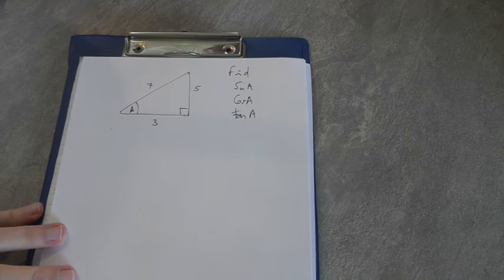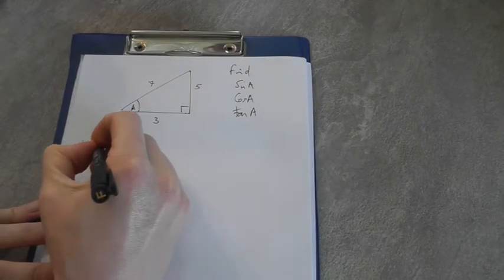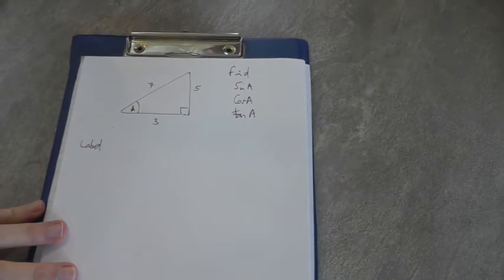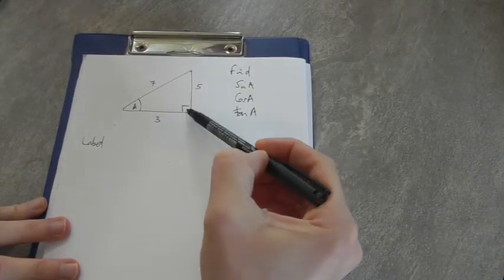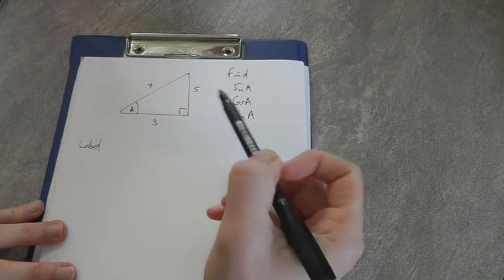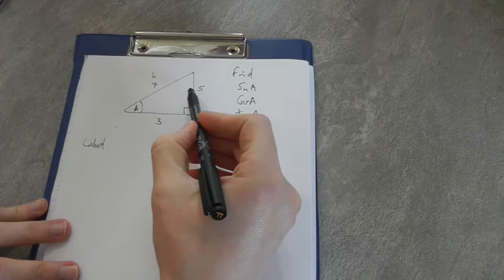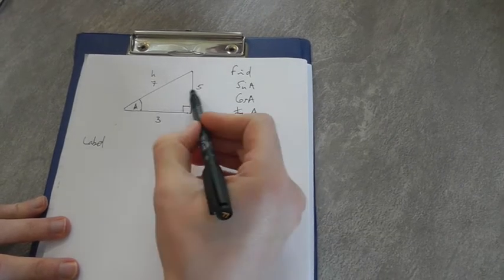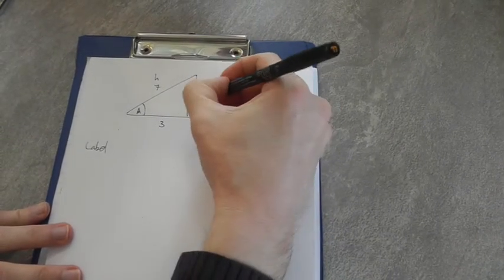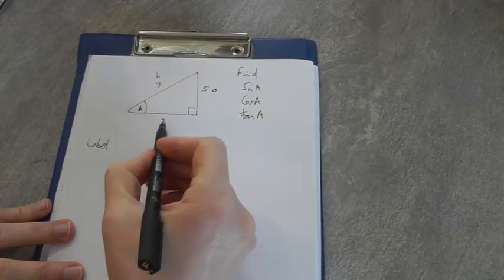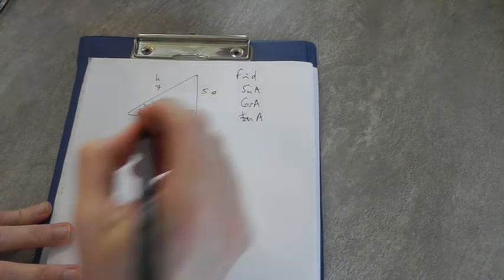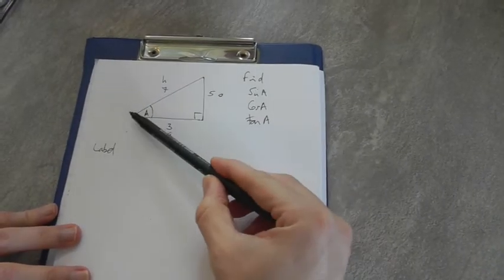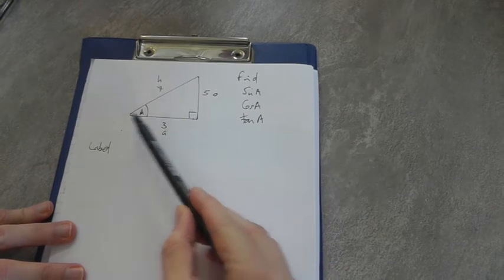Great, okay, so the first thing we're going to do is we will label the triangle. This side here is the hypotenuse because it's opposite the 90, and it is the longest side of the 3. So that's hypotenuse, H for short. This side here is opposite the angle A, therefore we'll call it O for short. And this side here is beside angle A, or adjacent to angle A, therefore we'll call it A for short. So that is labeling complete. That's the hypotenuse, the opposite, and the adjacent.